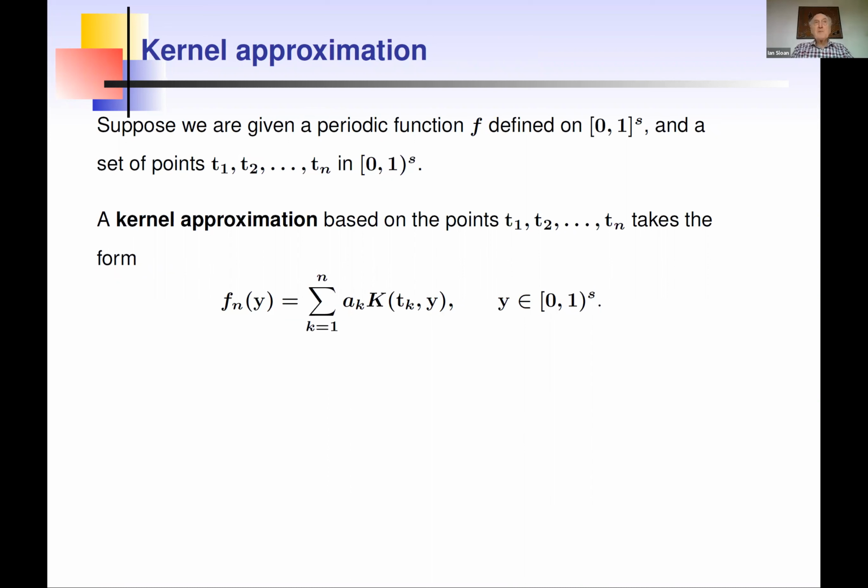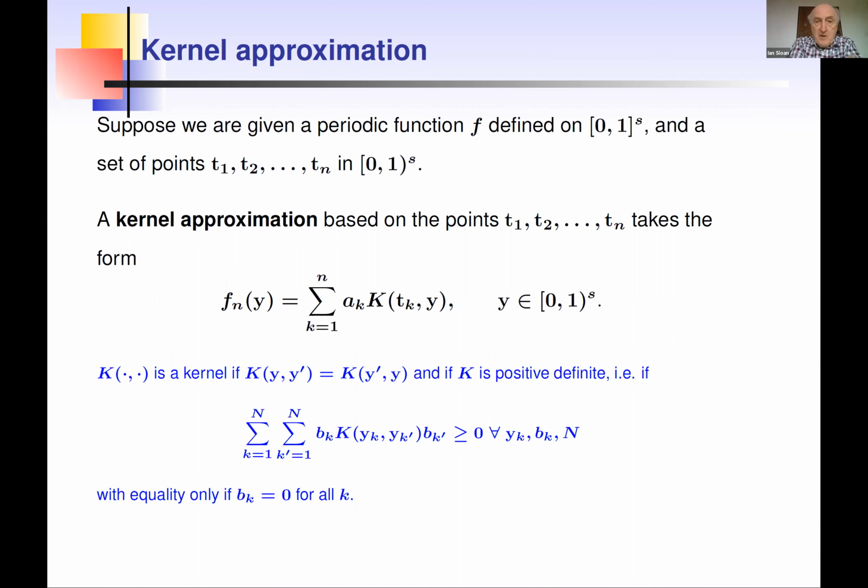So what is a kernel approximation? So a kernel approximation, suppose we're given, in this case, a periodic function defined on [0,1]^s, a set of points in the half-open unit cube. A kernel approximation takes this form, just a linear combination of kernels with some coefficients yet to be explained. The coefficients a_k, of course, depend on the function. And what is a kernel?